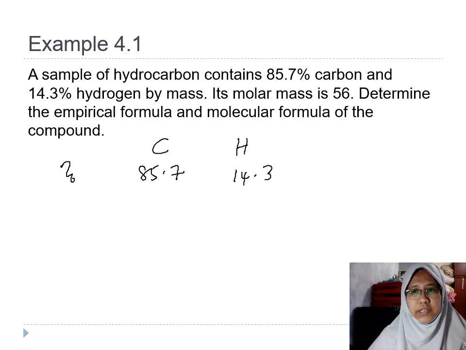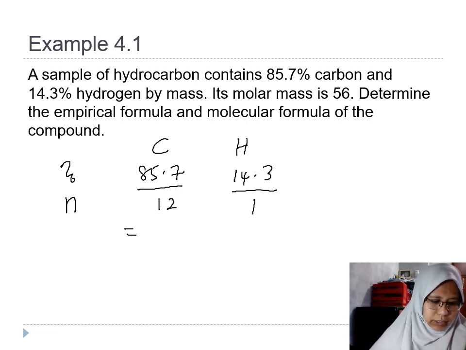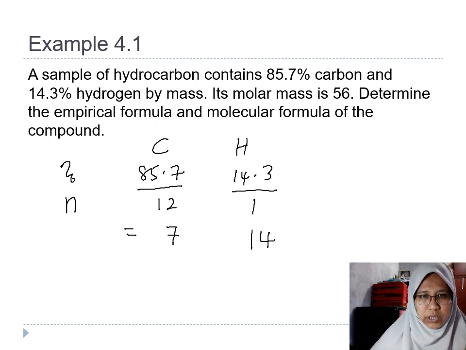Its molar mass is 56. Determine the empirical formula and molecular formula of the compound. So the first thing that we need to do is find n, the number of moles of each element. So we divide carbon by 12, hydrogen by 1, and the answer is around 7 for carbon and around 14 for hydrogen. So we see that the simplest ratio here would be 1 to 2.